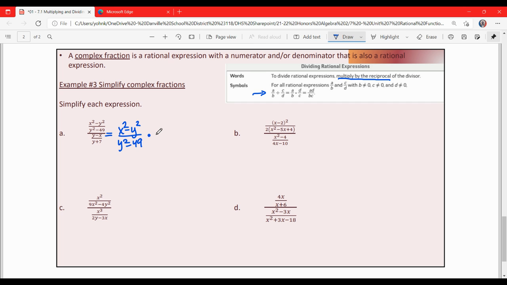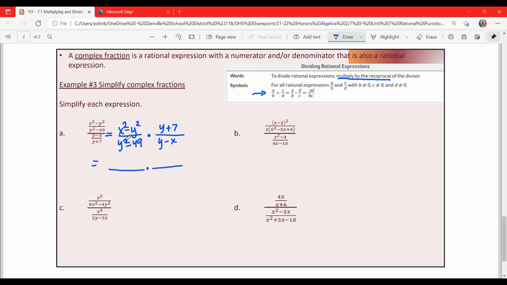And then multiply and find the reciprocal. So switch the top and the bottom of the bottom fraction. So y plus 7 comes on top, and y minus x goes on the bottom. Now I can factor. So I'll put my two fraction bars.